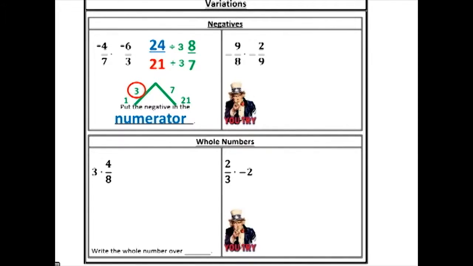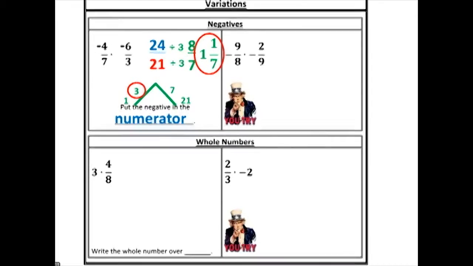Now, I notice this is an improper fraction. Remember, if it's heavier on top, it's improper. So, I need to take 8 divided by 7. I get 1 as a whole number. I can then take whatever's left for my remainder. That's my new numerator. My denominator stays the same. On your own, try negative 9/8 times negative 2/9.